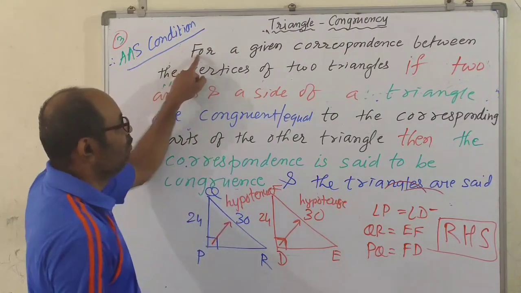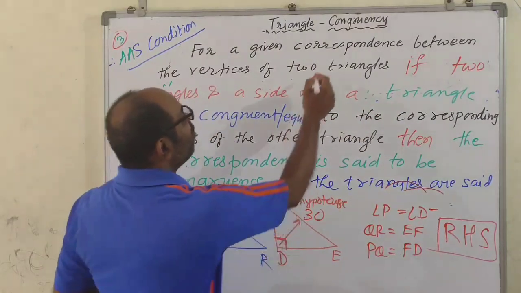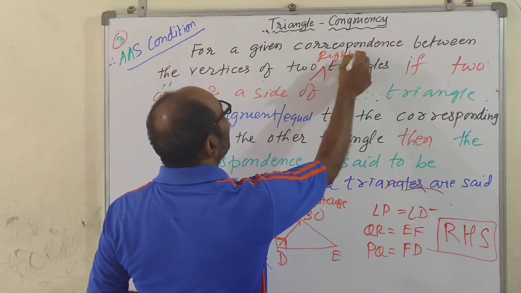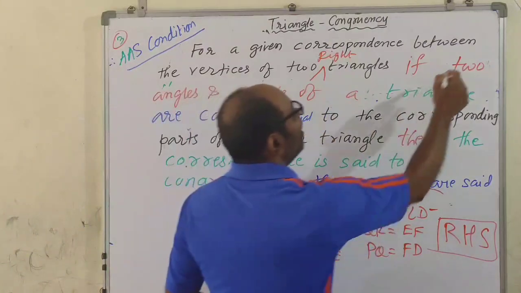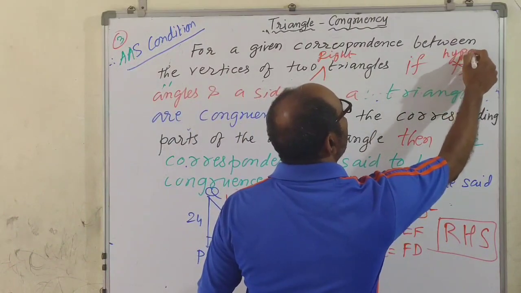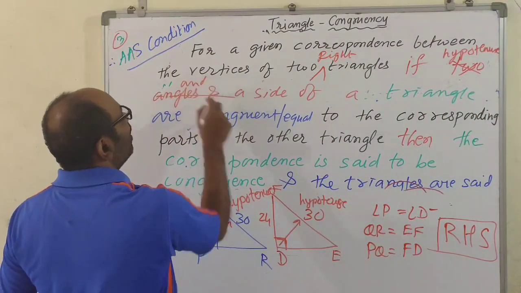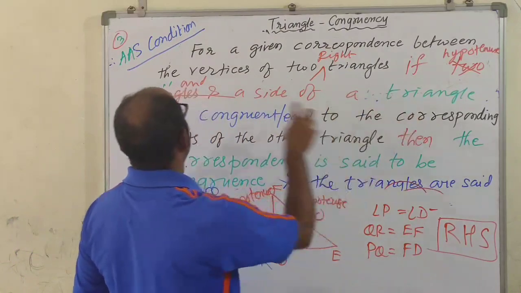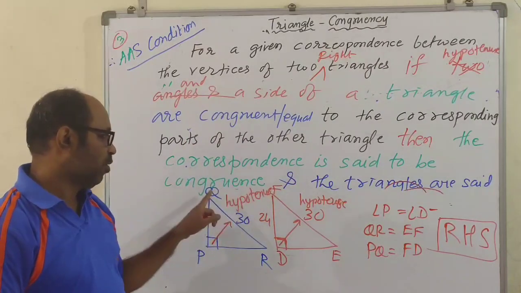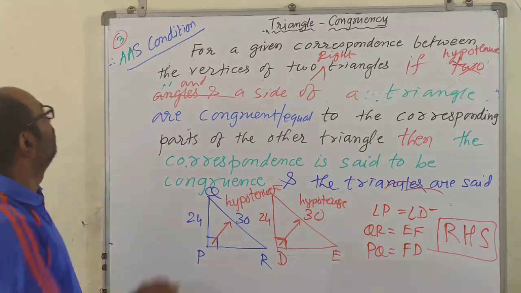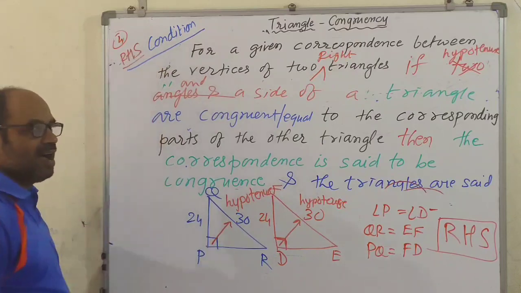So what will we write here? For a given correspondence between the vertices of two right triangles. Here we have to write right triangles because these are right triangles. If... tell me, what will you write? Hypotenuse and a side of a triangle are congruent or equal to the corresponding parts of the other triangle, then the correspondence is said to be a congruence. Which condition is this? This is the fourth one, and it is RHS.